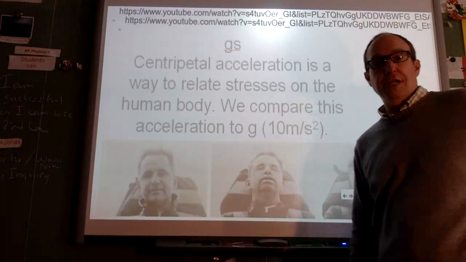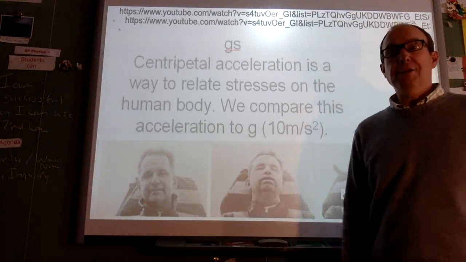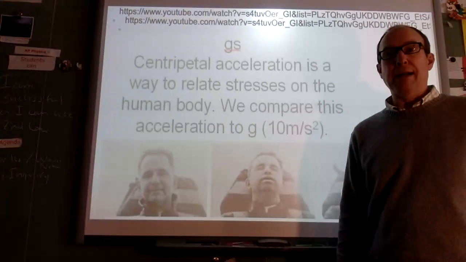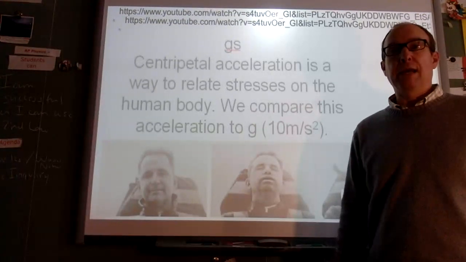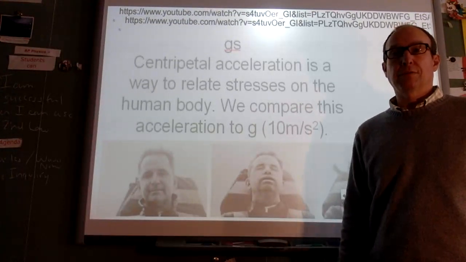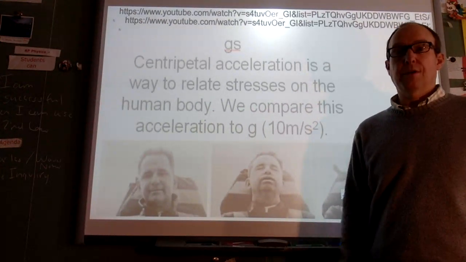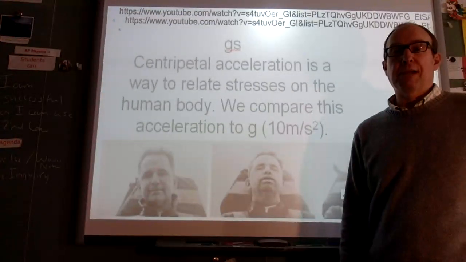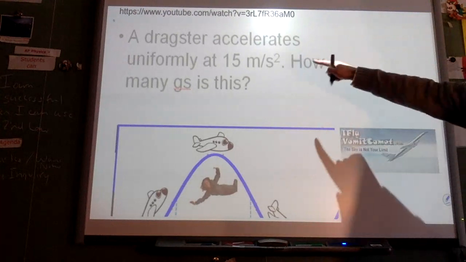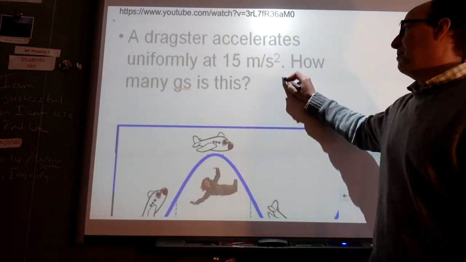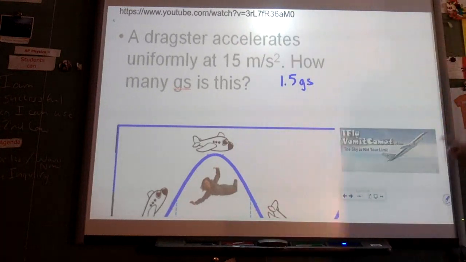Very often we'll talk about G's. Here's Colonel John Stapp from the video I showed you guys earlier in the year. It's just a way to talk about the stresses that a body goes under, and very often those happen in moving in a circle. A G is just a factor of the 10 meters per second squared that we always feel. So if we're talking about our dragster at 15 meters per second squared, I'm feeling 1.5 Gs.